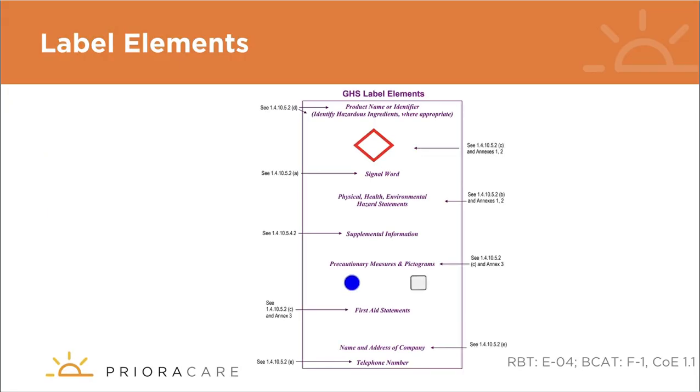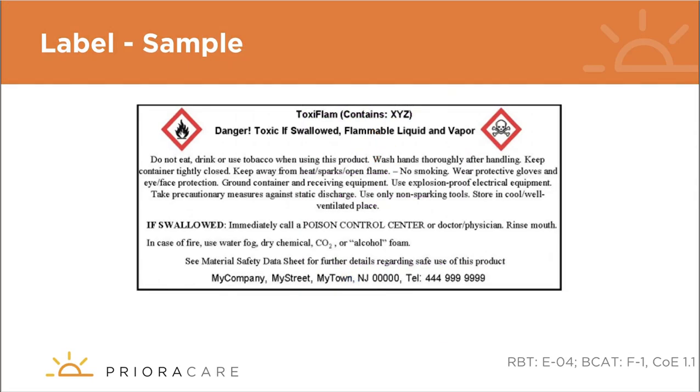Here's a diagram that shows where each of the GHS label elements can be found. GHS label elements include product name or identifier, which identifies hazardous ingredients where appropriate, the signal word, the hazard statement, supplemental information, precautionary measures and pictograms, first aid statements, and the name, address, and telephone number of the company who supplies the product. Here is a sample of a label for a mock product called Toxiflam. As you see, it has two pictograms, and the hazard statements are danger, toxic if swallowed, flammable liquid and vapor.